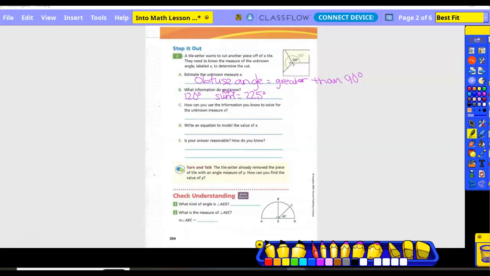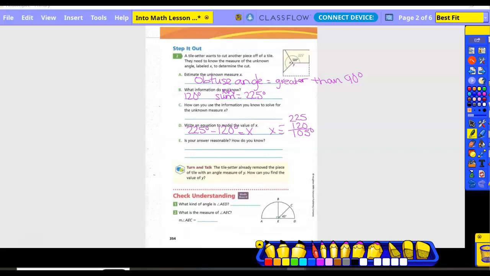Okay, how can you use the information you know to solve for the unknown? So we could use our protractor and measure X, right? Okay, or what else can we do without having to use our protractor? Subtract, right? So they want us to model an equation. So we can say 225 degrees minus 120 degrees equals x, right? Okay, so x equals, so 225 minus 120 gets us what? 105. So 105 degrees.